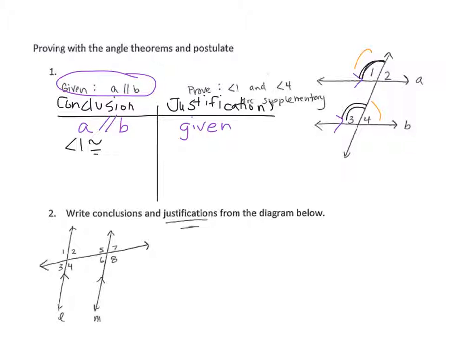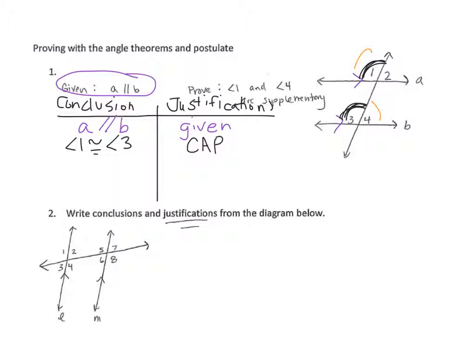3. So why is angle 1 congruent to angle 3? They're corresponding angles. So angle 1 is congruent to angle 3, and I write the corresponding angles postulate. Now I can mark it on my diagram that these two are equal.